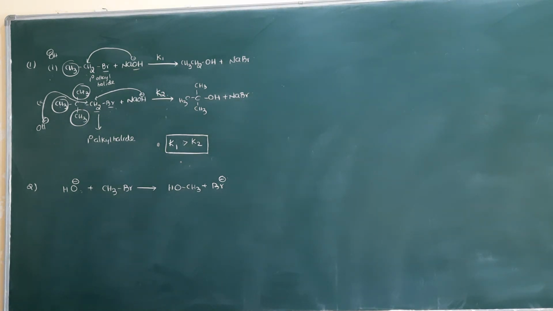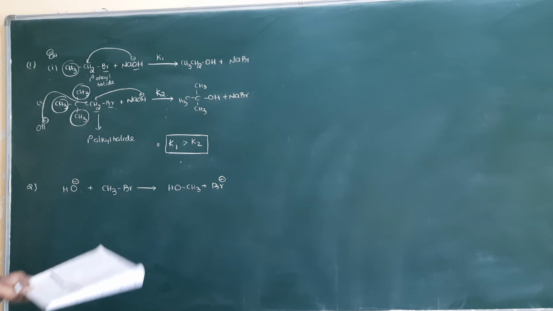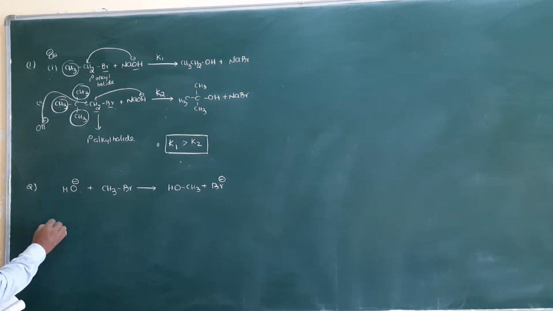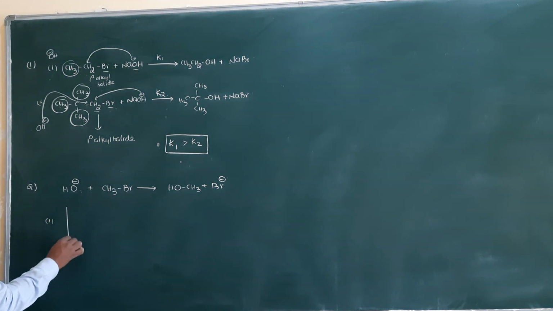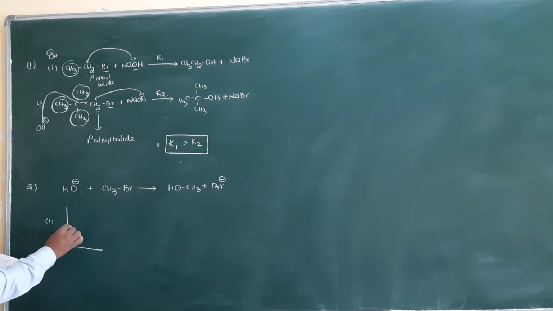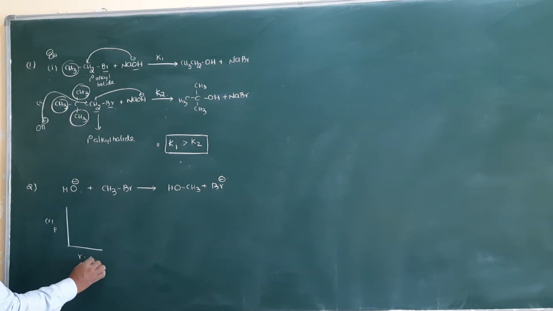Now they have given 4 graphs here. Which graph is correct for this reaction? See the first graph they have given. I will write the graphs here. Clear? The first graph has free energy E and reaction coordinate.